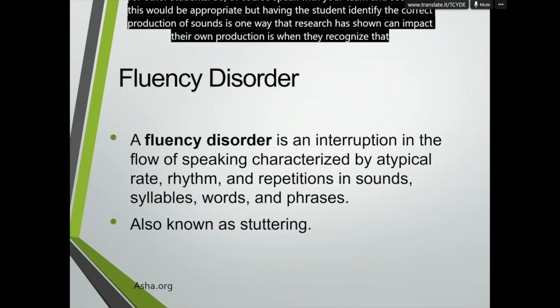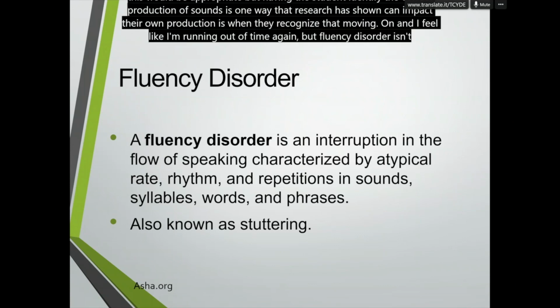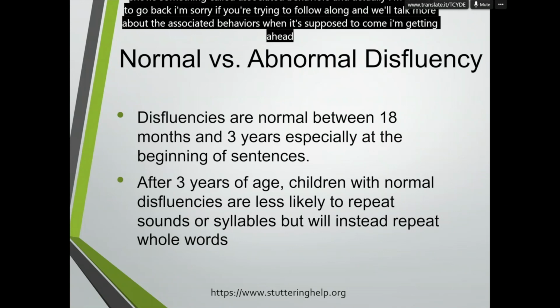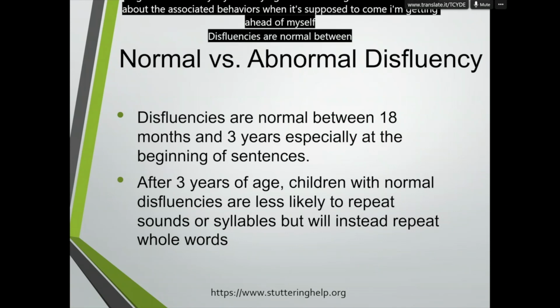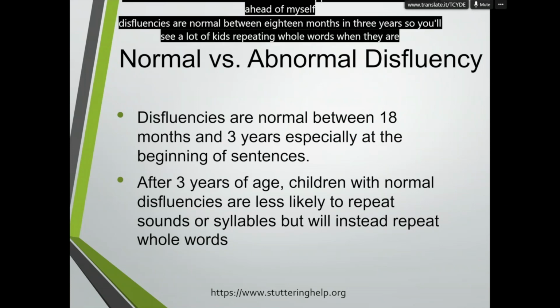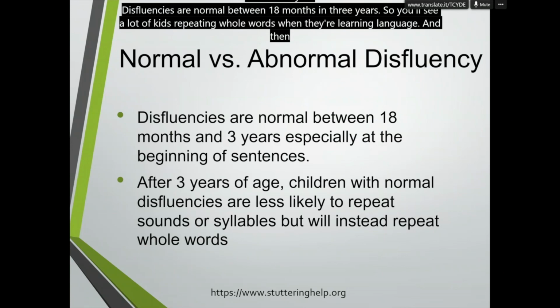Moving on, and I feel like I'm running out of time again, but fluency disorder is an interruption of the flow of speech, and it's also known as stuttering. Disfluencies are normal between 18 months and 3 years. So you'll see a lot of kids repeating whole words when they're learning language, and those vocal fillers are also very normal.